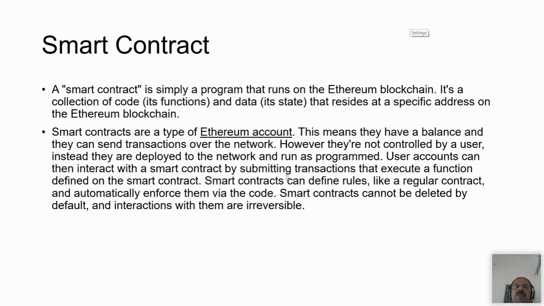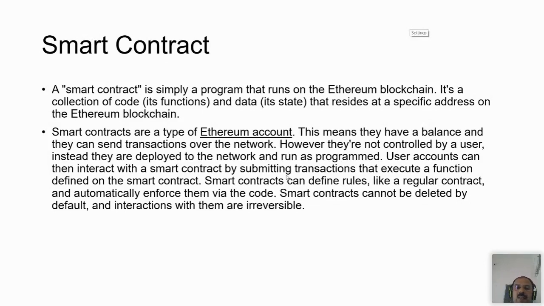And coming to the smart contract, what is a smart contract? It is simply a program that runs on the Ethereum blockchain. It's a collection of code, like any programming language you are aware of, the same as those programming languages, but with some additional functionality, additional keywords, which are specifically from the blockchain perspective. This is what is called a smart contract.